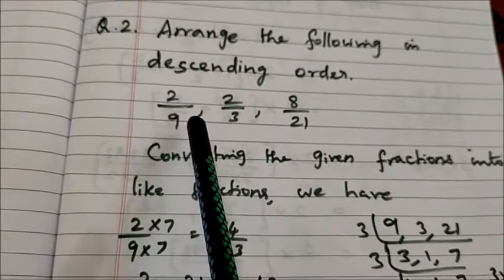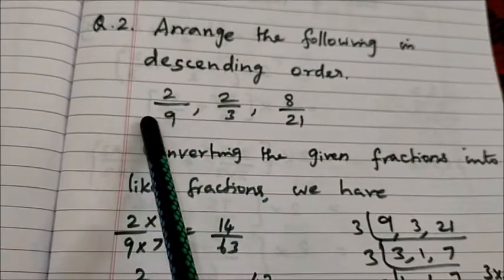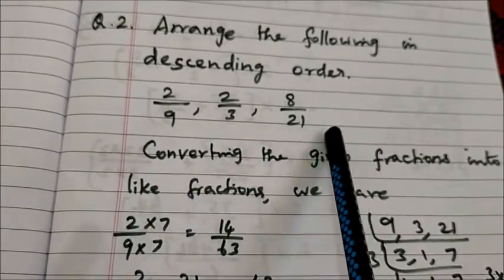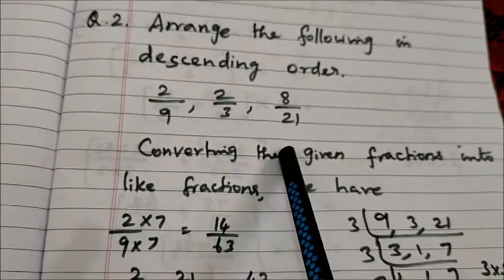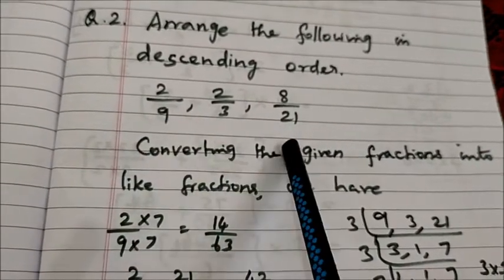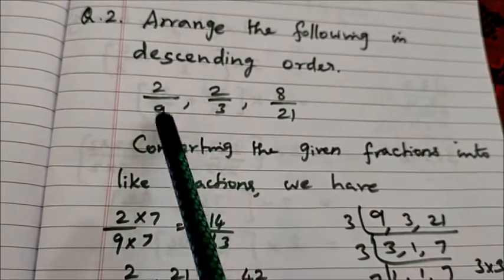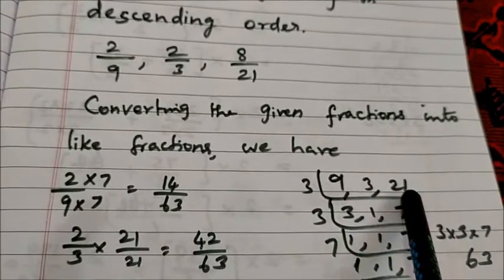So here fractions are given. If we want to arrange fractions in descending order, then the denominators should be equal. Here the denominators are different. So we have to take the LCM of these three numbers. LCM means what? 9, 3, 21.